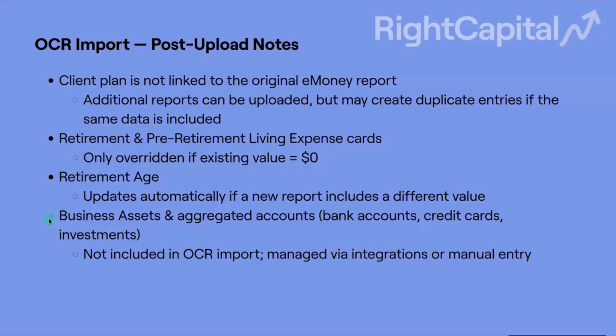I also want to touch on the information that pulls in for our net worth information. So at this time, business assets, bank accounts, credit cards, investments are not included in the OCR import. These are items that are still going to be managed through the integrations or managed manually within RightCapital. So I will touch on integrations in a minute and pulling over position level data and client information. But at this time, the OCR import is just going to focus on that other information, and it's not going to pull in investment accounts, bank accounts, or credit cards.